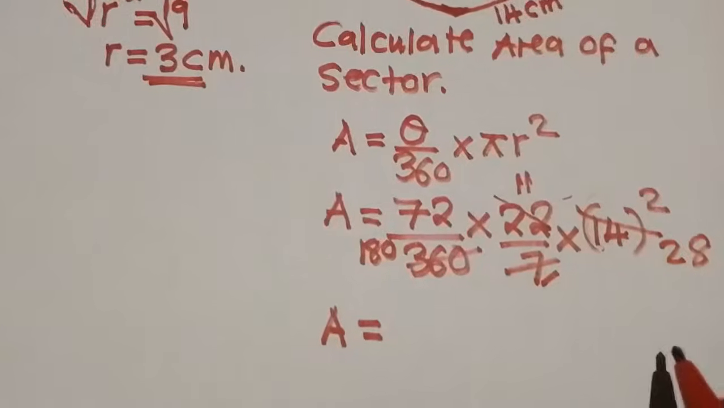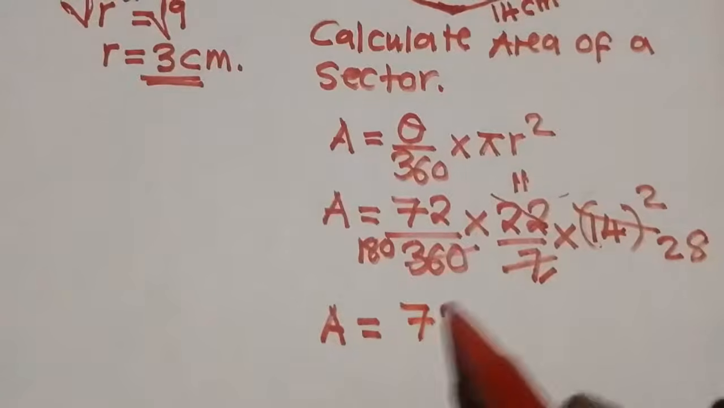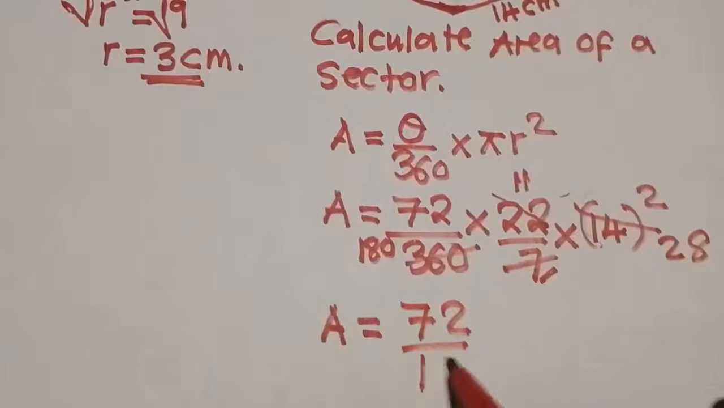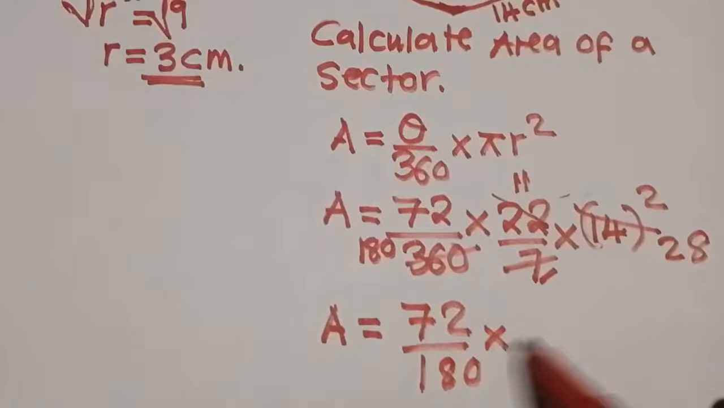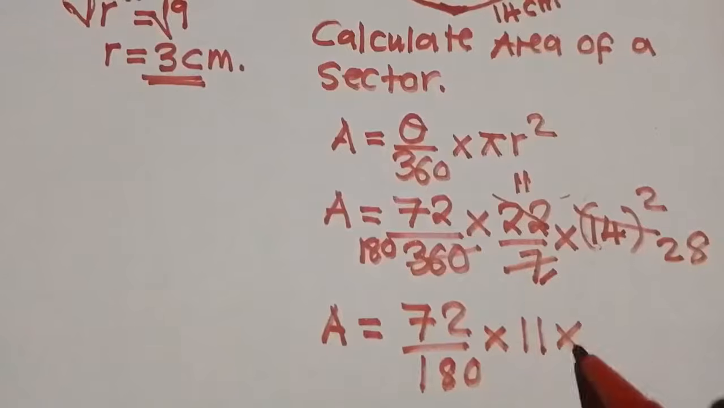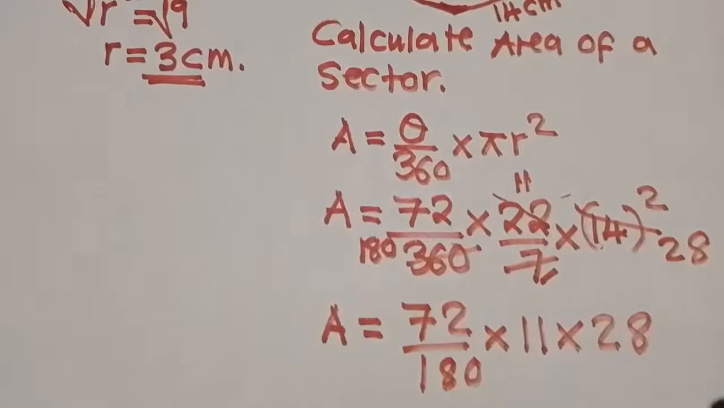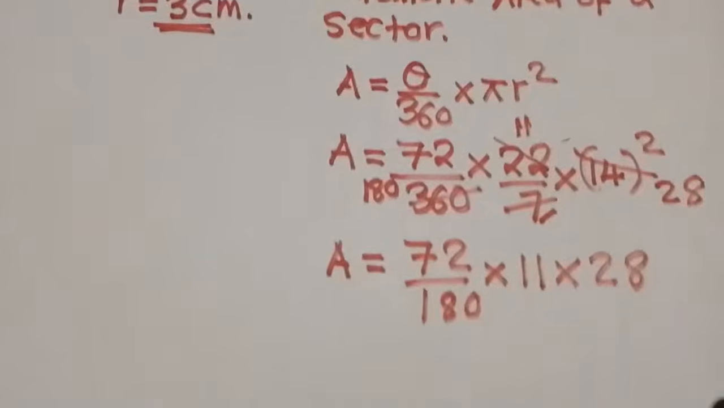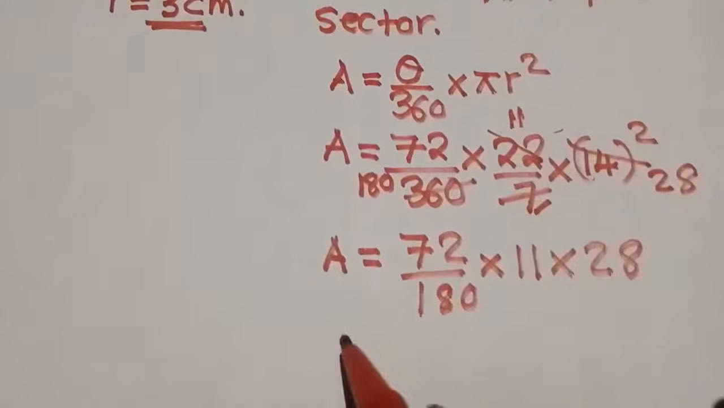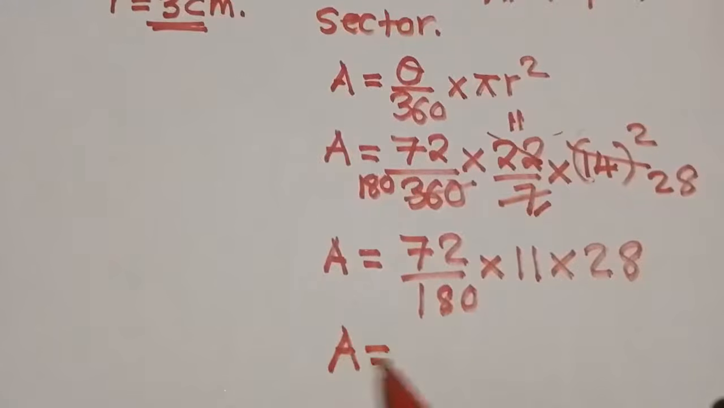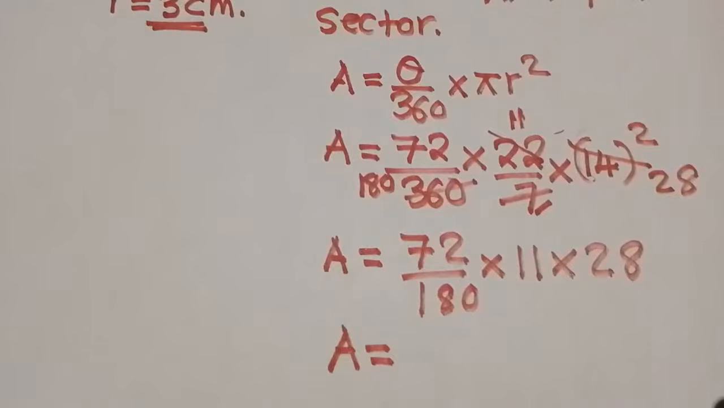So what I've remained with is 72 over 180 times 11 times 28. This is what I've remained with. Where I'm going to say the area of a sector is equal to what? So I now do the calculations. Make sure that you do all the calculations very well, correct and neatly.